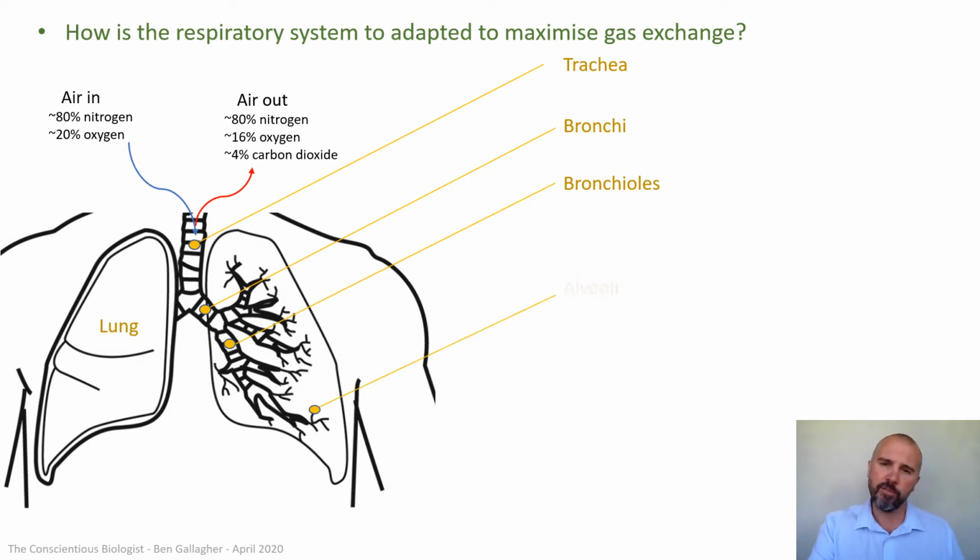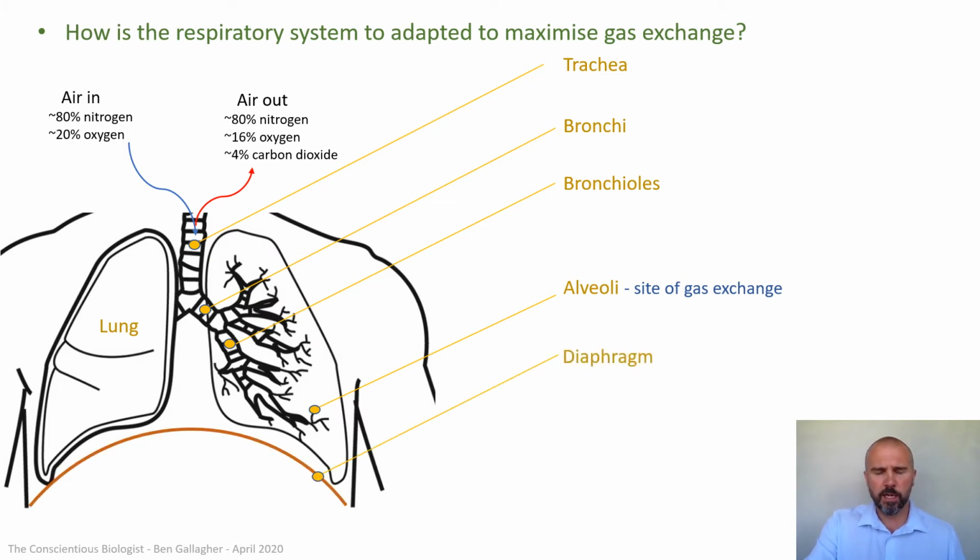Now, at the end of every bronchiole, you've got a little cluster of tiny little bags. Those are the alveoli. We're going to be looking at those in much more detail in the next slide. But it's those little bags that are the site of gas exchange. So those are the really, really important bits. That's where the diffusion takes place.